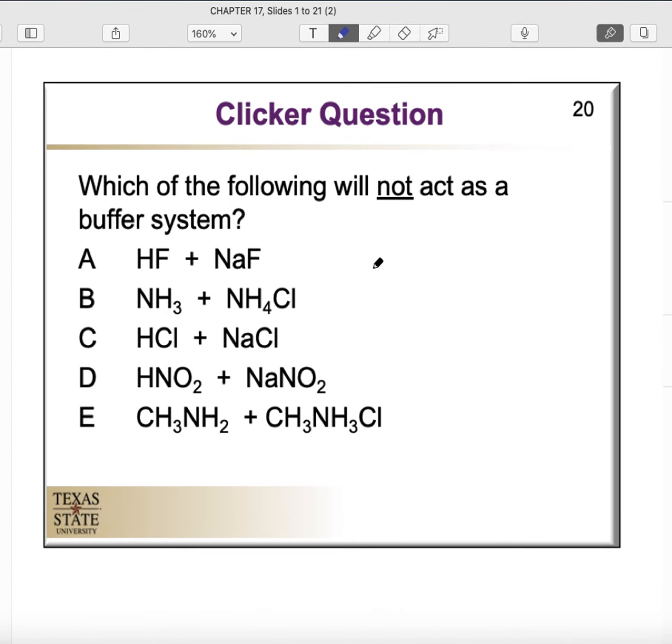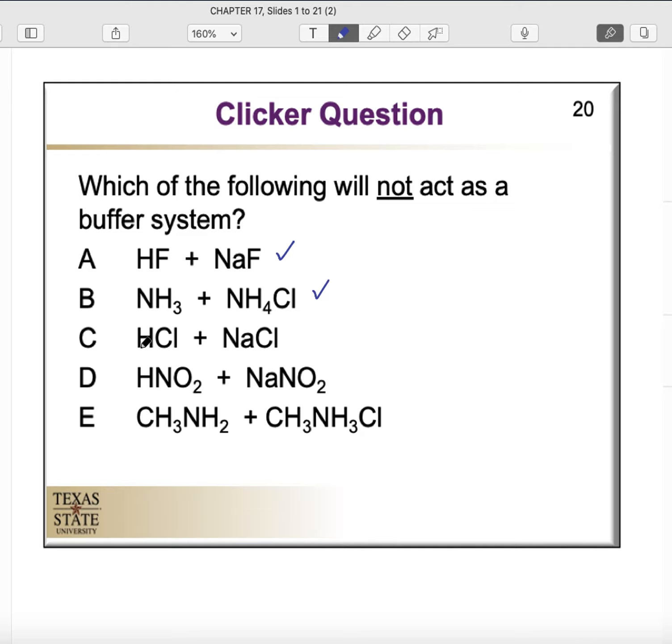So next clicker question: which of the following will not act as a buffer system? Go ahead and give it a try, guys. Okay, so which one will not act as a buffer system? Again, a buffer is going to be a weak acid and its conjugate in the form of a salt. In this particular case, we have a weak acid and its conjugate fluoride in the form of a salt, so this one is a buffer. The next one, ammonia, is a weak base, with its conjugate, the ammonium ion, in the form of a salt, so that is a buffer.